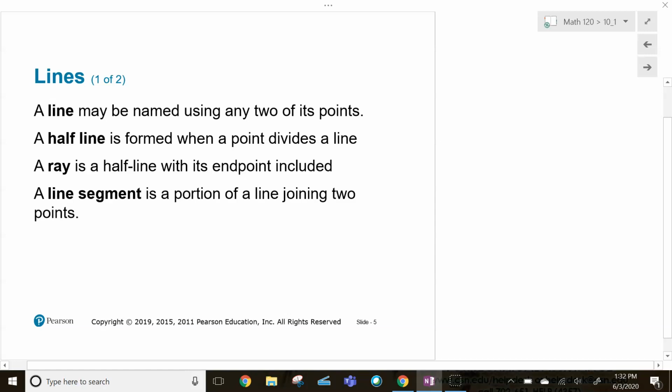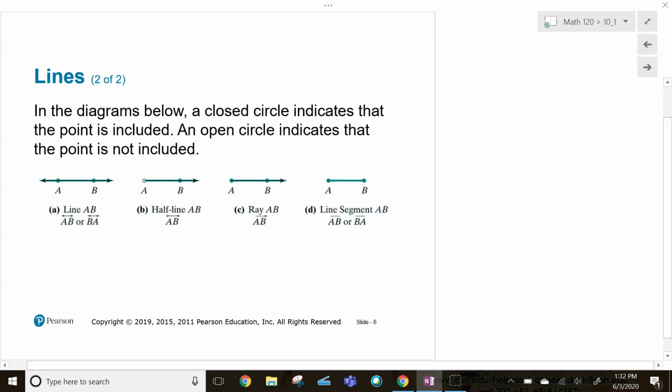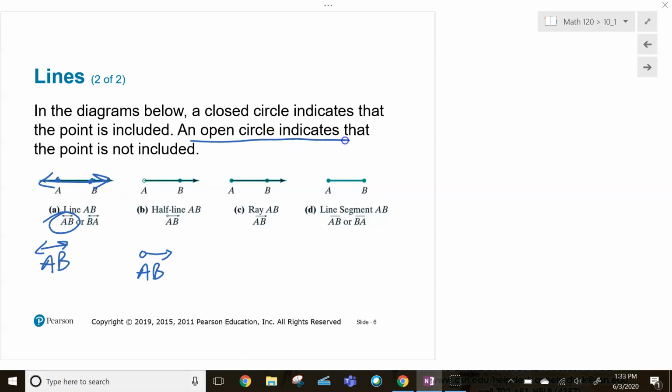So let me give you the visual of these: a line, half line, ray, and line segment. We've got the line, which is indicated right there, going in both directions through the points A, B. A half line, on the other hand, has an open circle, which indicates the point's not included. So it starts just to the right of A, open, and then goes to the right through B.